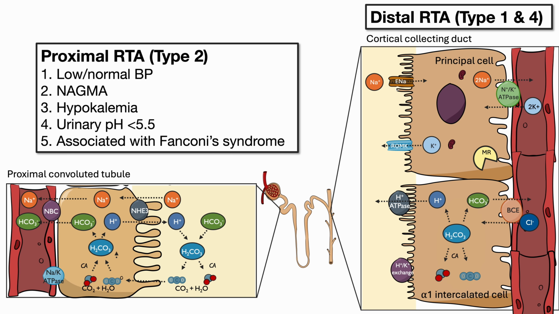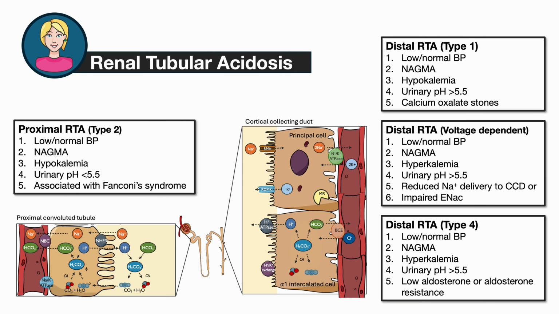In summary, a proximal type 2 RTA results in impaired reabsorption at the proximal convoluted tubule. For comparison, please see the list here of the various RTA types and locations.